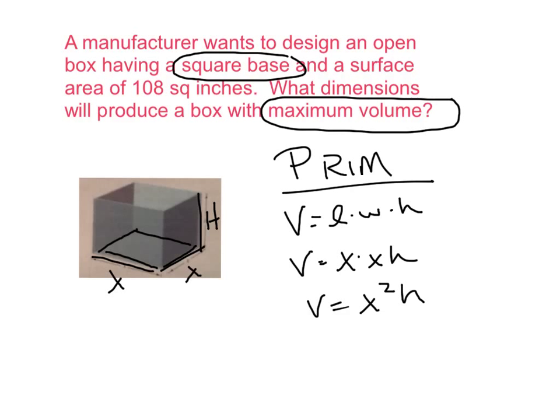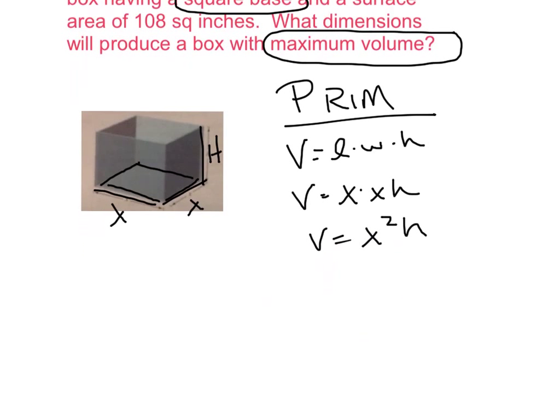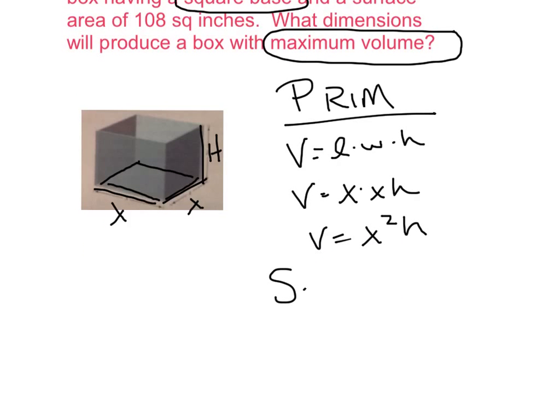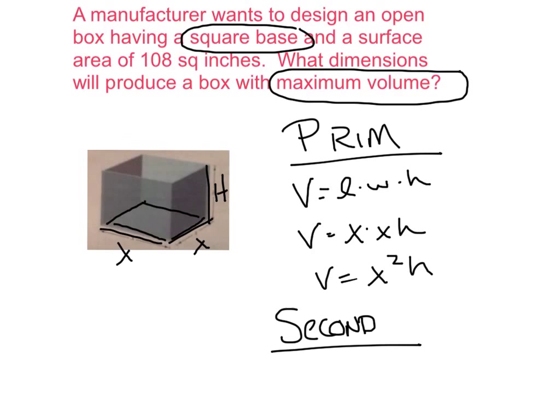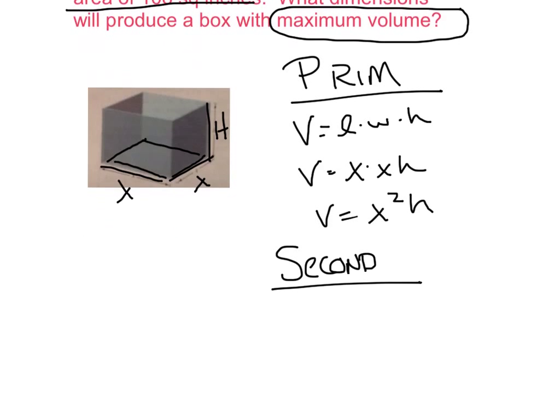Now, if my volume was in terms of one function, I'd be done and I could take the derivative and solve my problem. However, it's not. So I need to slow down and think about what my secondary might be. Now, your secondary equation is the one that has the fixed amount. And they told us we had to have 108 square inches of surface area. All right, so let's write our secondary equation about surface area.